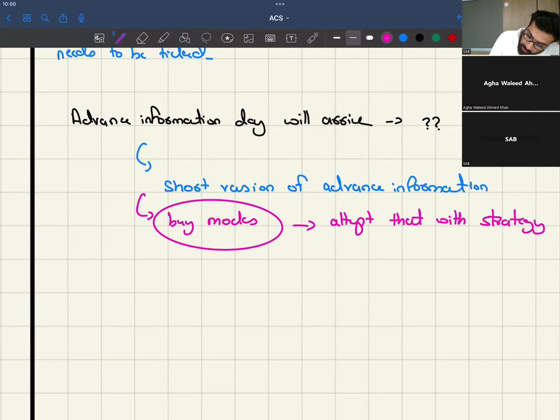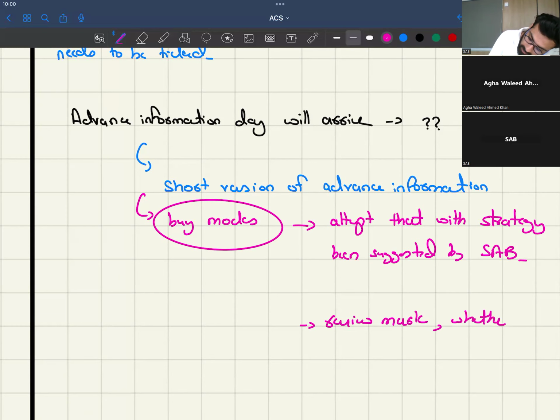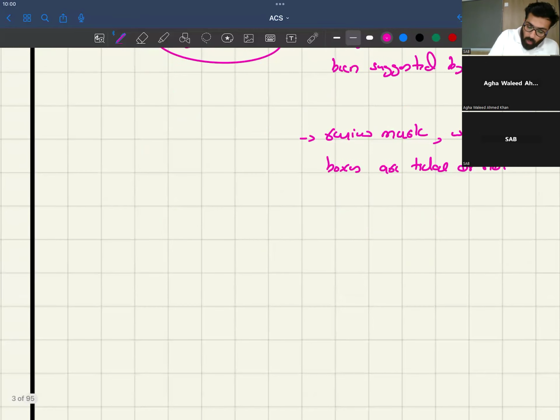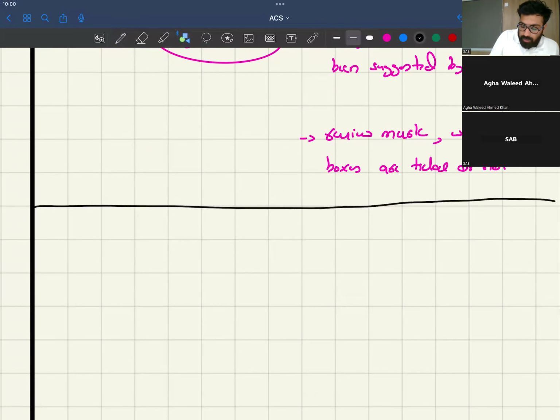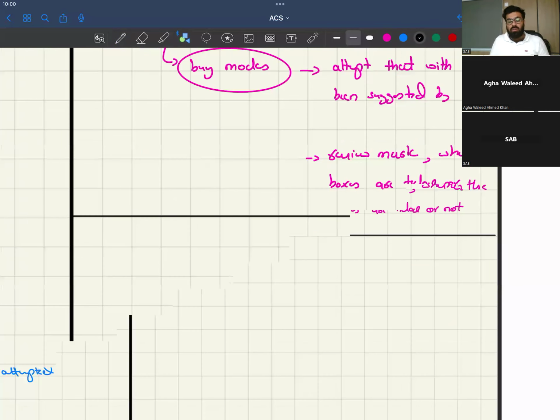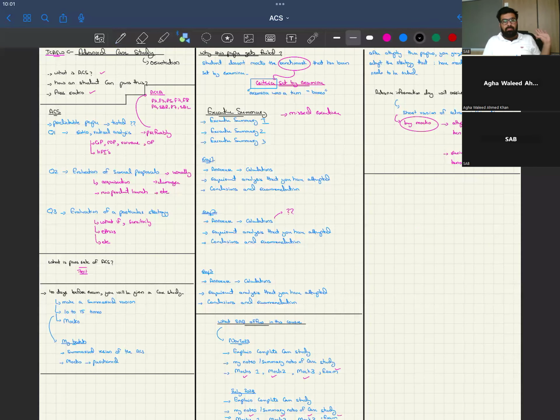Attempt that with the strategy being suggested by me, and then I'll give you my review mark, and I'll assess whether these boxes are ticked or not. So guys, this is the exam. This is the simple pattern of the exam.